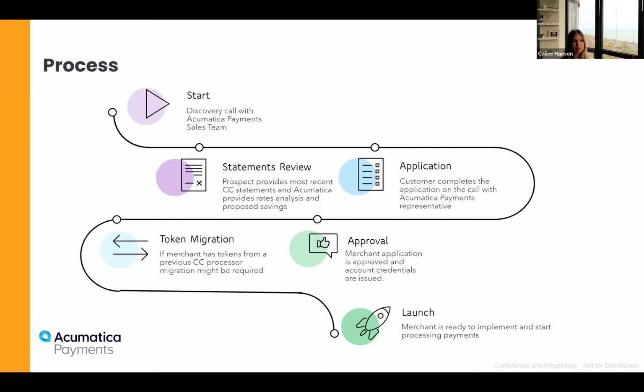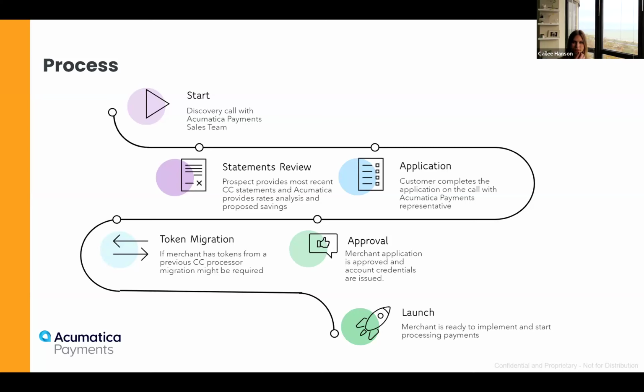From there, we would get into an application process. You would complete the application, and then we can work through any token migration that makes sense. They would work through the application approval process, and then we would get into the implementation stage, where we would walk through basic training, setup, any migration again, and then launch with your team. So that's a high level look at the process and what you could expect.